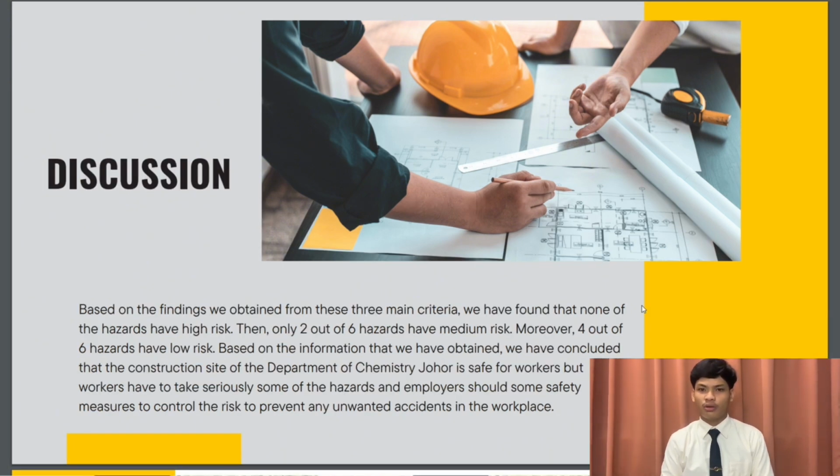Based on the findings we obtained from these 3 main criteria, we have found that none of the hazards have high risk, only 2 out of 6 hazards have medium risk, and 4 out of 6 hazards have low risk. Based on the information that we have obtained, we have concluded the construction site of the Department of Chemistry Johor is safe for workers, but workers have to take some of the hazards seriously, and employers should take some safety measures to control the risk to prevent any unwanted accident in the workplace.